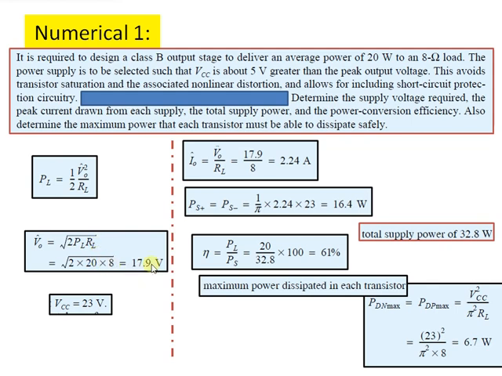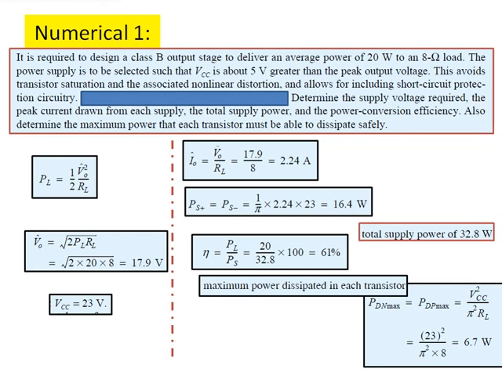So it gives me a value of V out cap to be equal to 17.9 volt. And it is mentioned that the power supply is selected such that VCC is about 5 volt greater than the peak output voltage. The peak output voltage is 17.9. Let me consider it to be an approximate value of 18 volt. So 18 volt plus 5 volt will give me a VCC value of 23 volt.